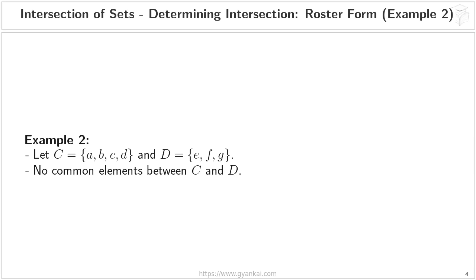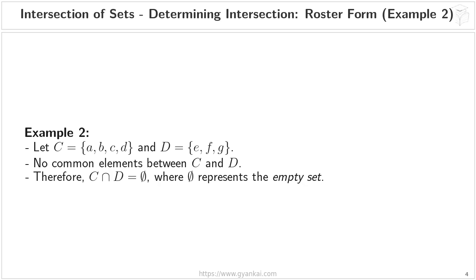Take a moment to look at these 2 sets. Can you identify any elements that appear in both C and D? That's right, there are no common elements. None of the letters in set C are also found in set D, and vice versa. When 2 sets have no elements in common, their intersection is called the empty set.